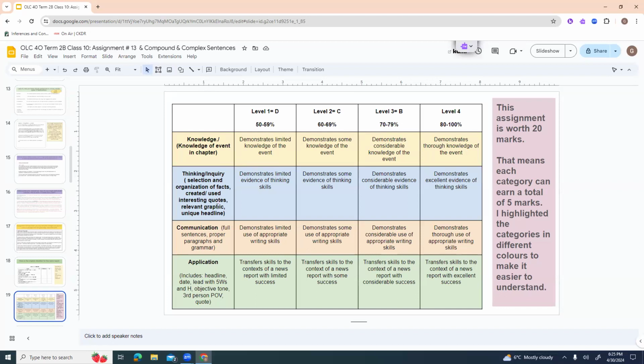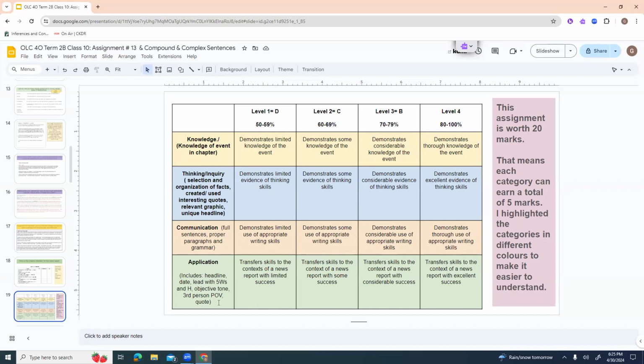Thinking and inquiry. That's where we're looking at selection and organization of facts, created or used interesting quotes, a relevant graphic, a unique headline. Limited evidence of thinking skills is a D, some evidence of thinking skills is a C, considerable evidence of thinking skills is a B, and excellent evidence of thinking skills is an A. Communication: full sentences, proper paragraphs, grammar, okay? This is the part people often think I worry about, and it is there, but it's not everything. Limited use of appropriate writing skills, some use, considerable use, and thorough use of appropriate skills. The last one is application.